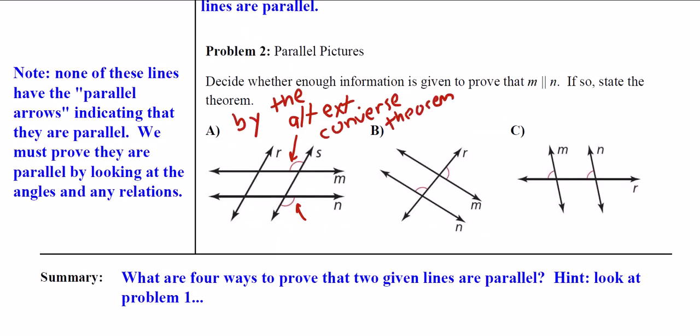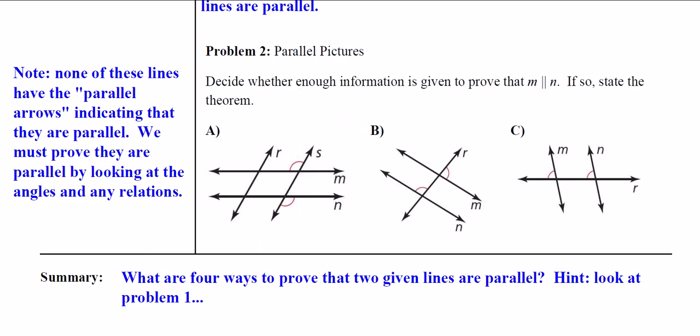So by the alternate exterior converse theorem, because the alternate exterior angles are congruent, then the lines must be parallel to each other. So in other words, I can put these symbols on these lines and confidently say that line M is parallel to line N because of the alternate exterior converse theorem.